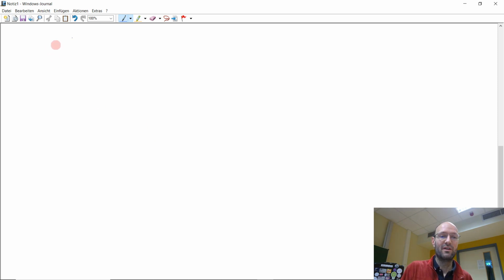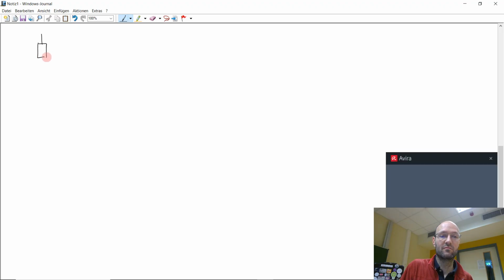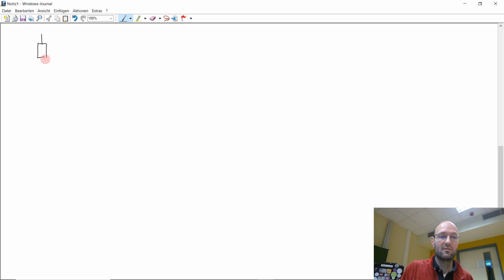If I go to a new page and just draw two resistors, so we have one resistor. I will use the German or European symbols. And a second resistor, so this is resistor R1, this is resistor R2. We have total voltage drop across both resistors, and we are interested in this voltage V2. So how can we calculate this voltage V2?